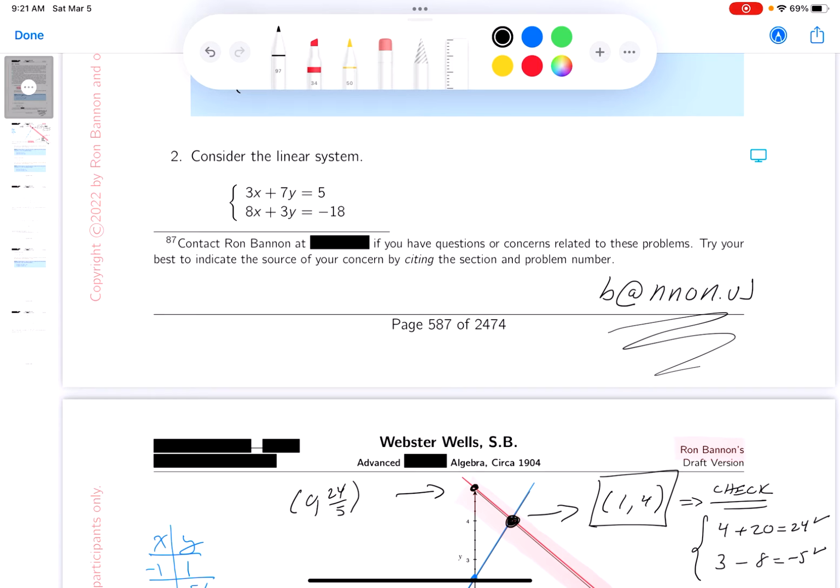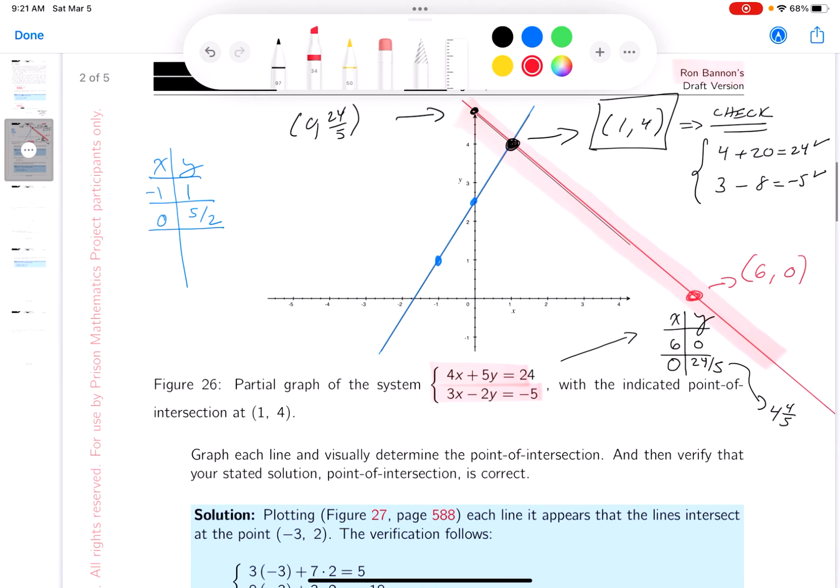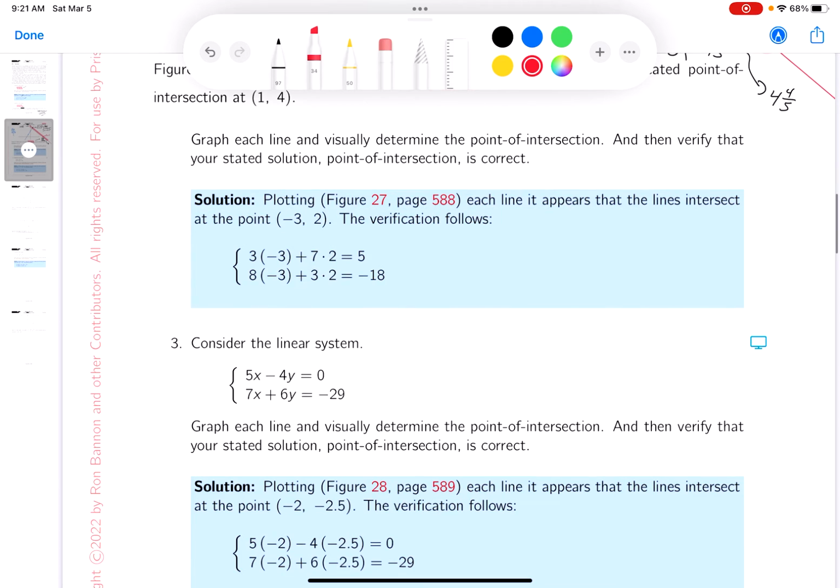All right? So this one over here says consider the linear system. And what I mean by that, when I'm considering this linear system, this is a line, that's a line. What are they really looking for? They're looking for you to graph those two lines and determine a point of intersection. So what I want to do is cut to the chase. This is number 2, figure 27 on page 588.